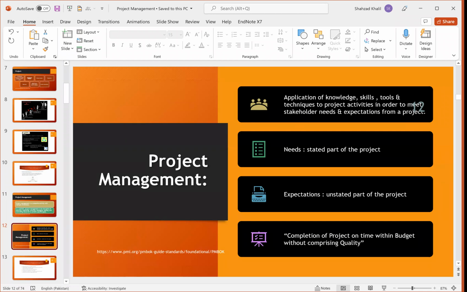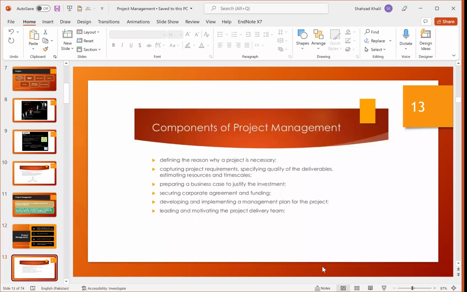As I said, it is the application of knowledge, skills, tools, and techniques to project activities in order to meet the stakeholder needs and expectations from a project. So needs are the stated part of the project and expectations are the unstated part of the project. And the completion of the project is on time, within budget, without compromising quality. These are the demarcating features of project management.